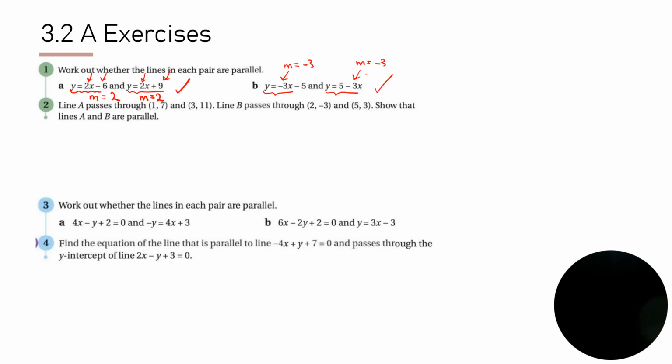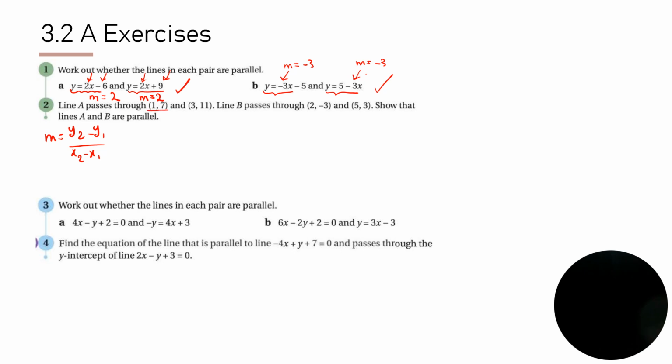Question 2. Line A passes through (1, 7) and (3, 11). Line B passes through (2, -3) and (5, 3). Show that the lines A and B are parallel. So, as we see, for each line, 2 points are given. Therefore, if we use the formula for slope, which is y2 minus y1 over x2 minus x1, for each line and find the slope of each one, then we can compare and say if the lines are parallel or not.